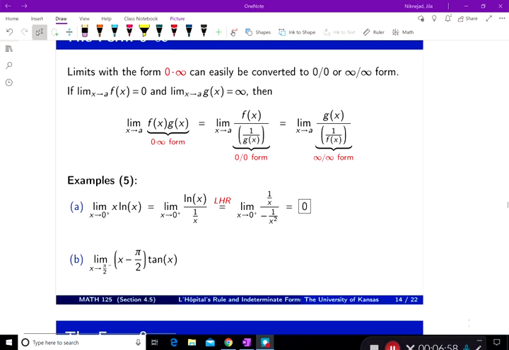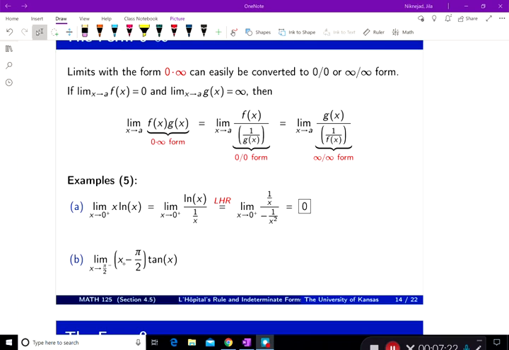Now let's do another limit that is basically 0 times infinity. Here, form the limit as x goes from the left side to pi half of (x minus pi half) tangent of x.